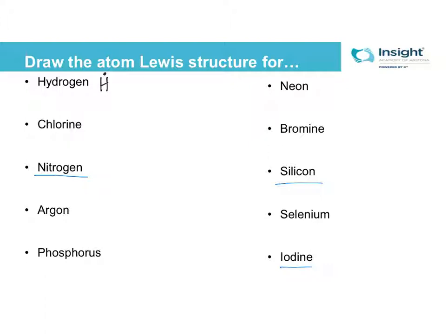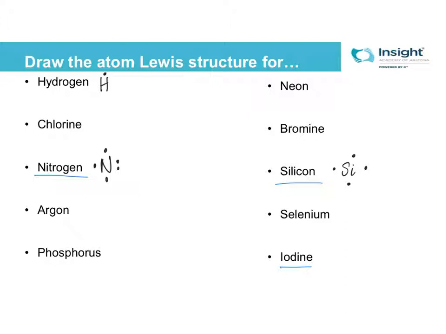So nitrogen is in column 5A. So 1, 2, 3, 4, 5. Where you start your first pair really doesn't matter, or where even you start your first dot. But it should be 3 solo electrons and 1 pair. Silicon is right below carbon. The symbol for silicon is Si. And it's going to have 4 valence electrons because it's in group 4A.